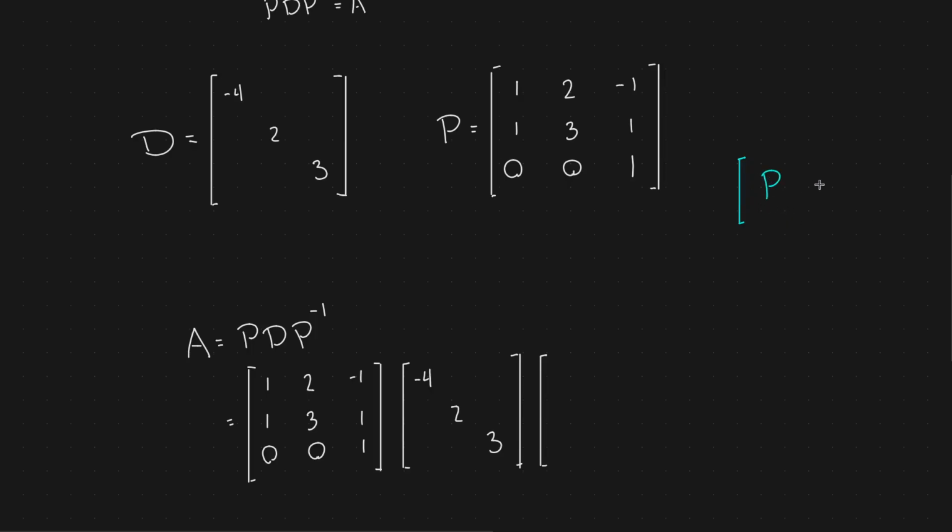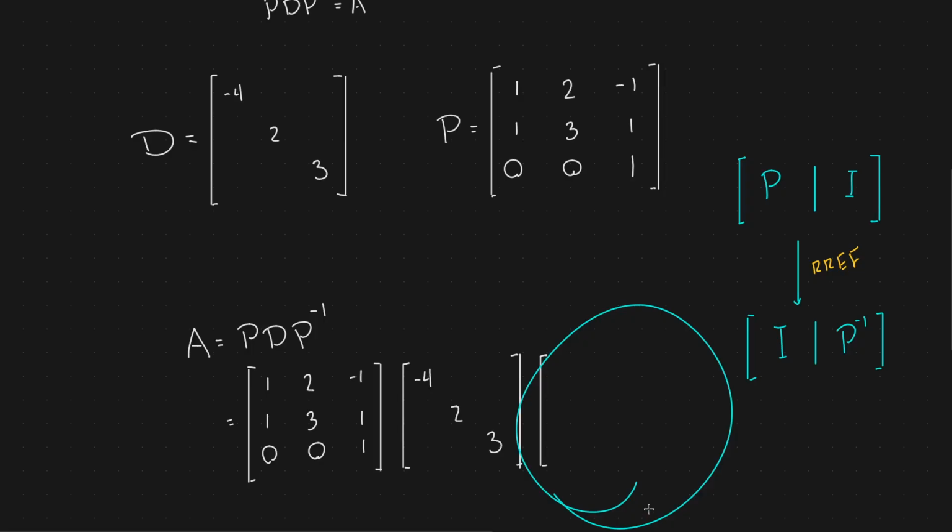If I put P on one side of an augmented matrix and I on the other, and find the reduced row echelon form, I will get I on the left side of the augmented matrix, and then the columns on the right side of the augmented matrix will be my P inverse. That will be what I want here, okay?